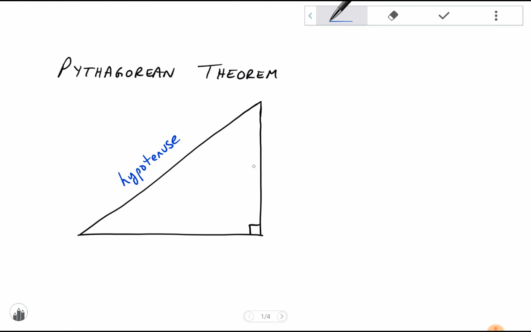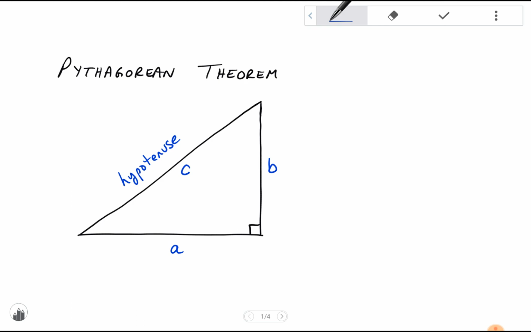We need to label these sides. This one we're going to call A. This side here we're going to call B. And the hypotenuse, we're going to label this side C. Okay, so we have A, B, and C. These ones here, it doesn't matter if you change them. We could have labeled the vertical one A and the horizontal one B. That's fine. However, the hypotenuse, the longest length, is always labeled C.